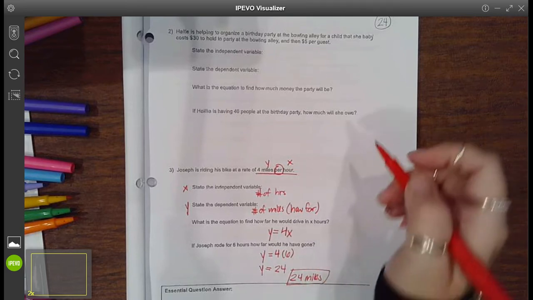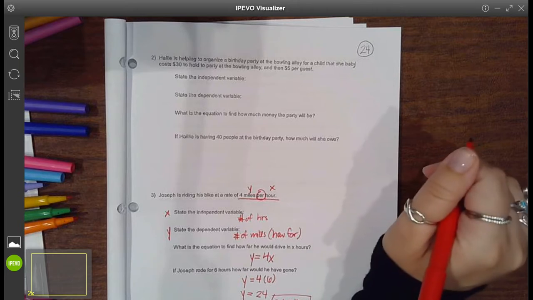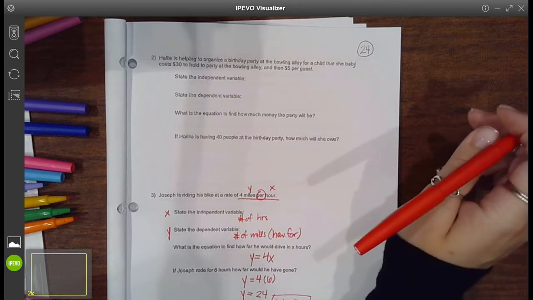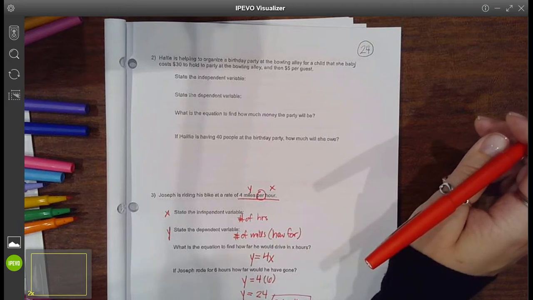All right. This one I said is a little bit trickier because let's take a look. Hallie is helping to organize a birthday party at the bowling alley for a child that she babysat.